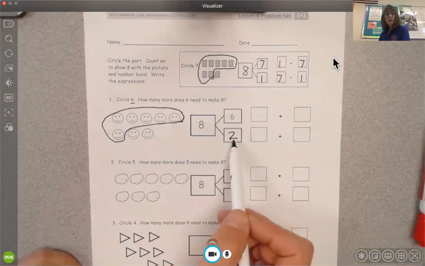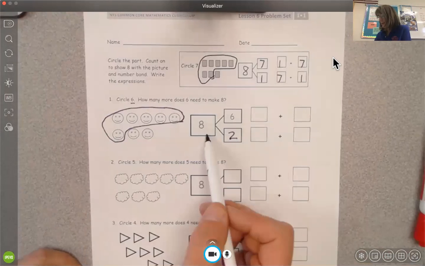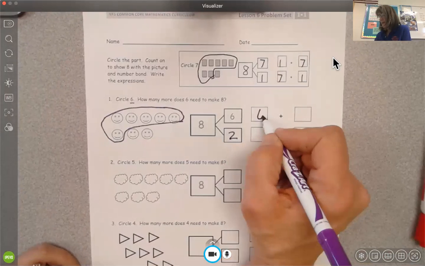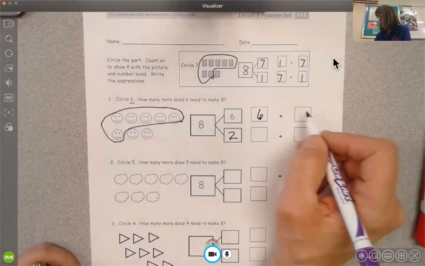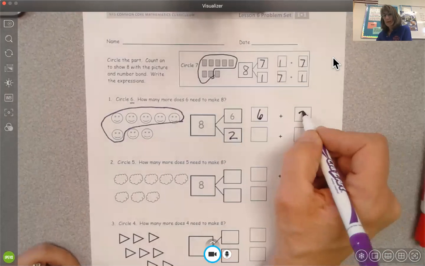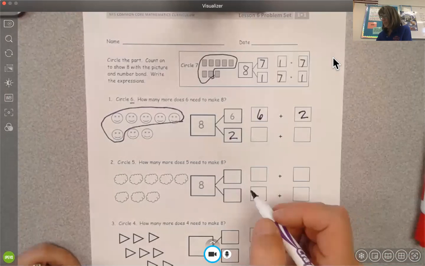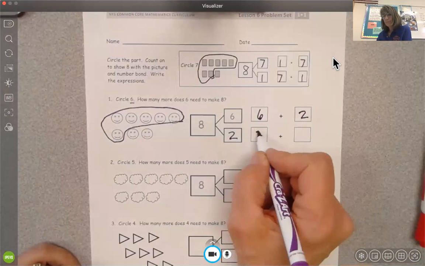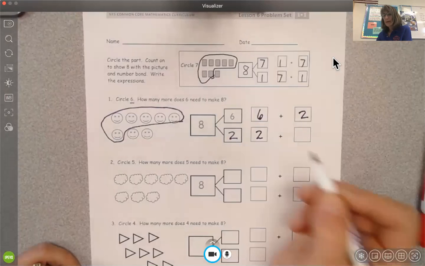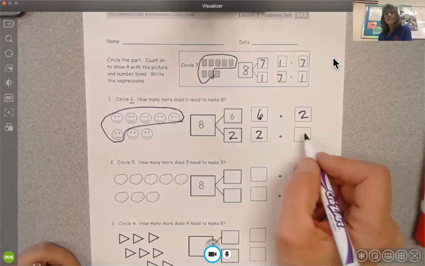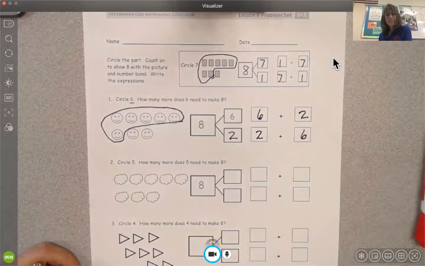We can write 2 equations that go with this. Let's start with the 6 first. 6 plus 2, and then we turn it around. 2 plus 6. I'm going too fast. Pause the video for a second. Finish up that equation. Get ready to do number 2.